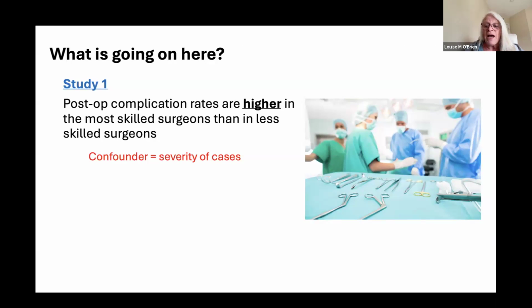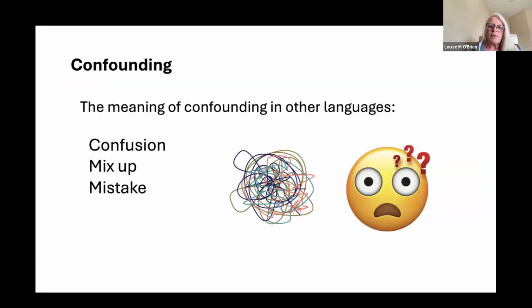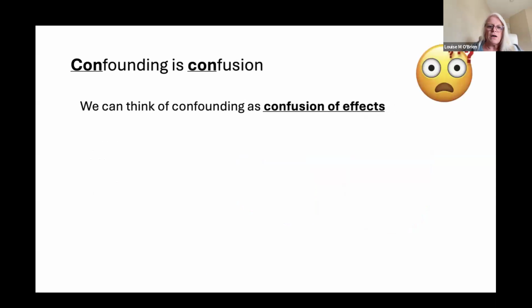So this is a confounder. We have to adjust for this variable in our model. Otherwise, we're going to get totally biased estimates, right? Similarly here, higher quality hospitals have higher mortality rates than lower quality hospitals. And it's kind of the same thing, right? The more complex cases go to the bigger, more advanced hospitals, right? So we really have to think about this when planning a study or analyzing a study that's already been done. The meaning of confounding in other languages is essentially confusion, mix-up, mistake. So that's why we have to really keep this on our radar.